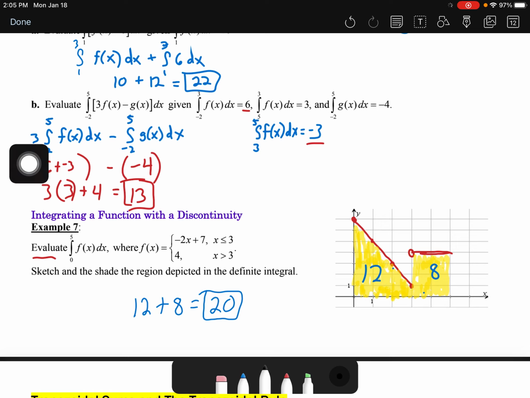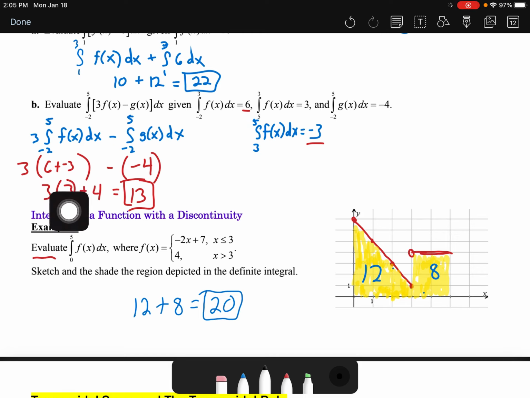Okay, so first thing, we've got a multiplier, so we're going to take that out. We're going to pull that 3 out in front, and then we're going to do the integral from -2 to 5 of f of x minus the integral from -2 to 5 of g of x. This one we have, they gave us that. That's -4. Okay, so that part I can evaluate right away.